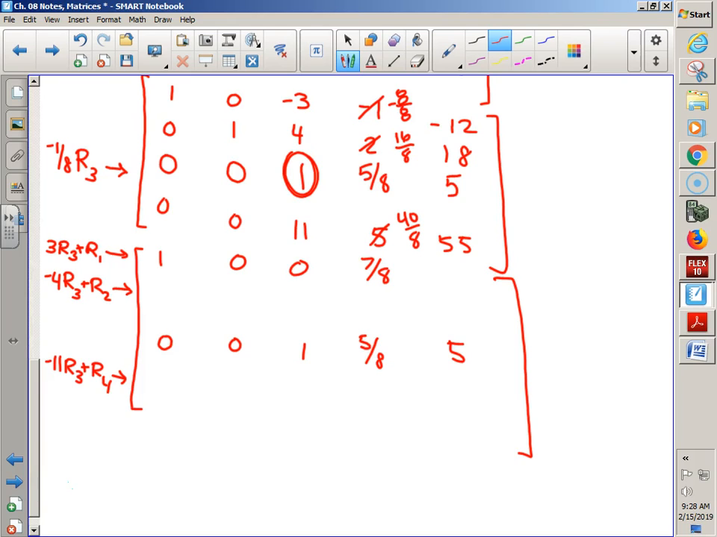Negative 4 times 5 eighths is negative 20 eighths. Negative 20 eighths plus 16 eighths is negative 4 eighths. I'm just doing all of them right now. And then negative 11 times 5 eighths is negative 55 eighths plus 40 is negative 15 eighths. I know it's nasty, but I know that fraction is scary to some of you. And if you get the other numbers in eighths, it's not as bad.